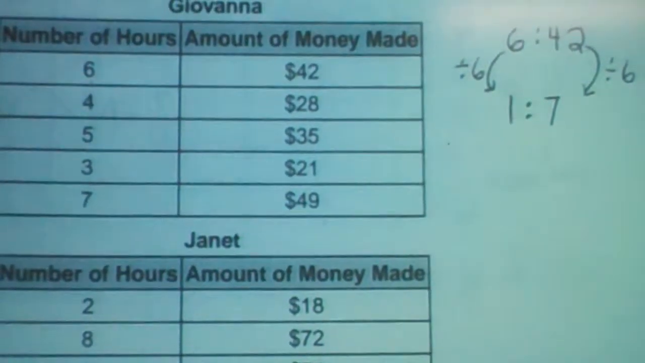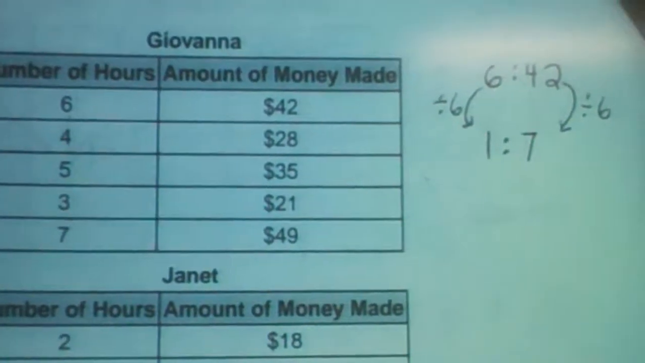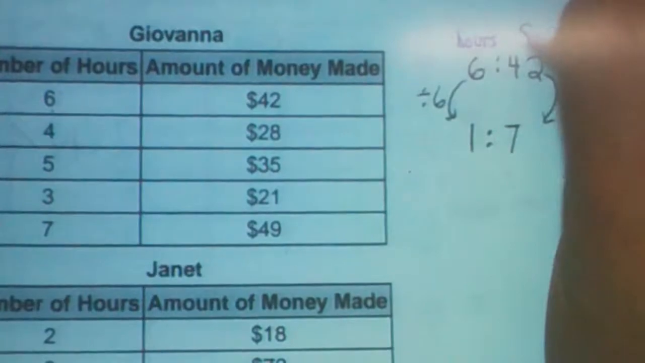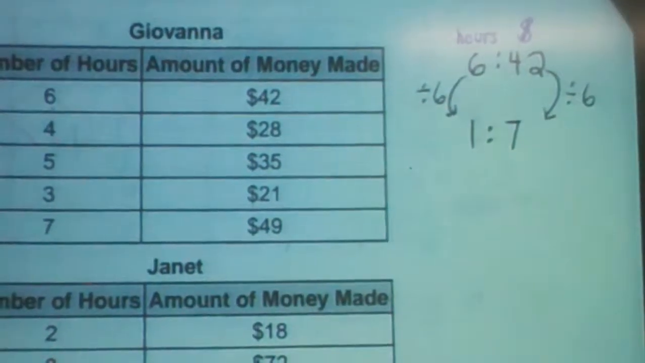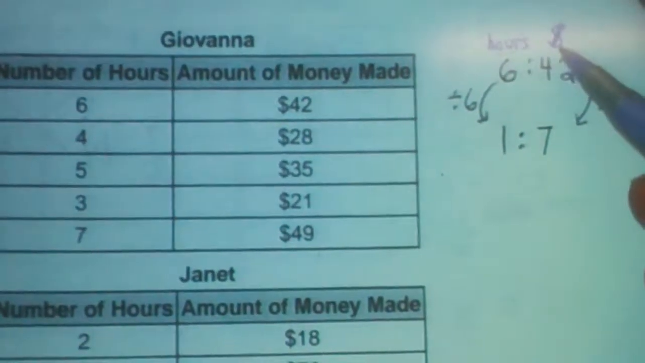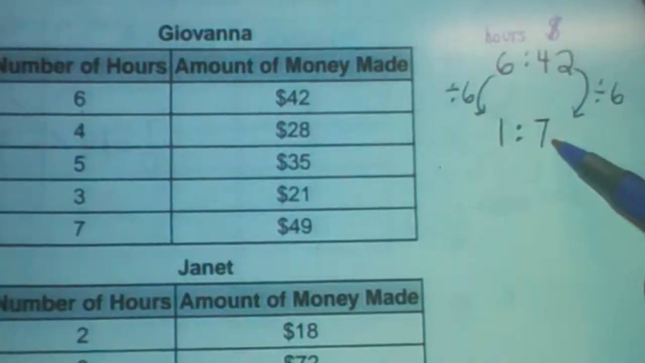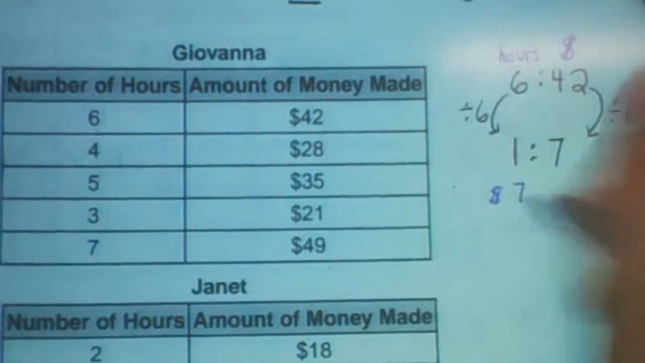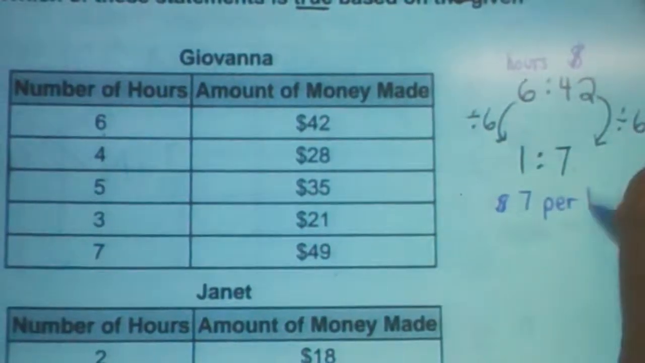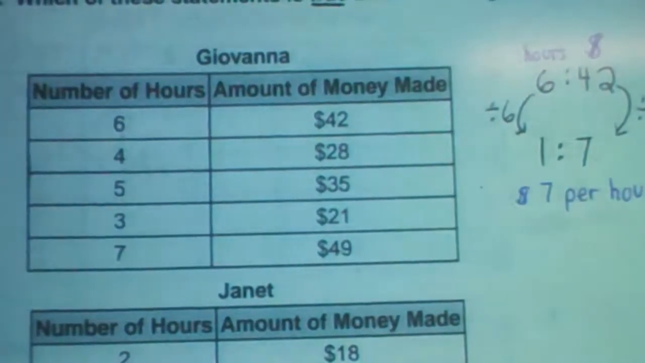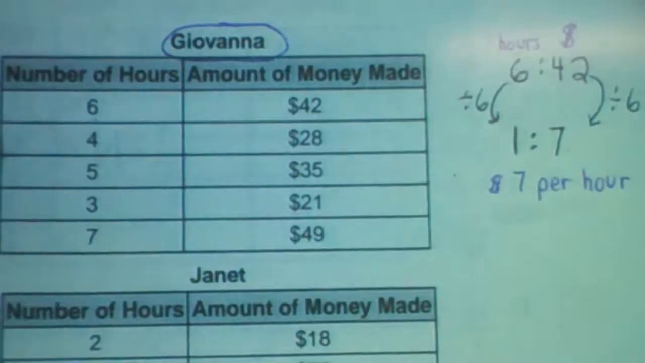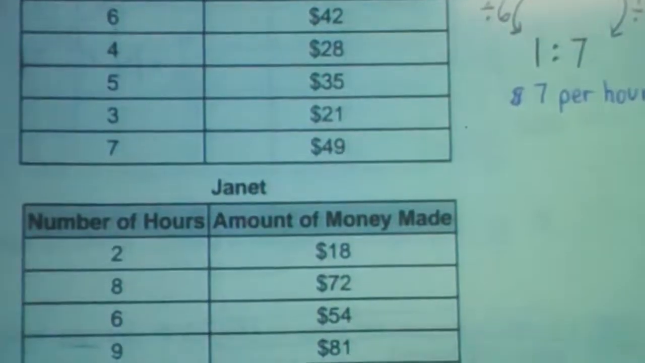So what this actually means is that if this is the number of hours and this is the money, that means Giovanna made $7 per 1 hour. So over here, $7 per hour. That was for Giovanna. We could do the exact same thing, and I bet many of you could probably do this in your head now, for Janet.